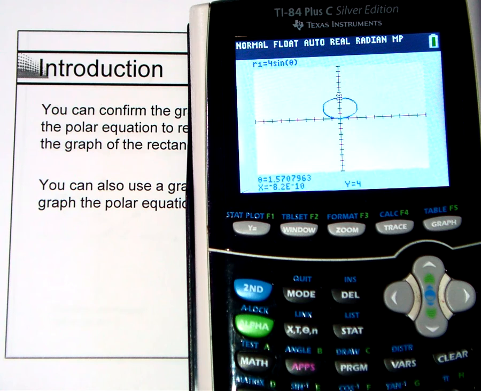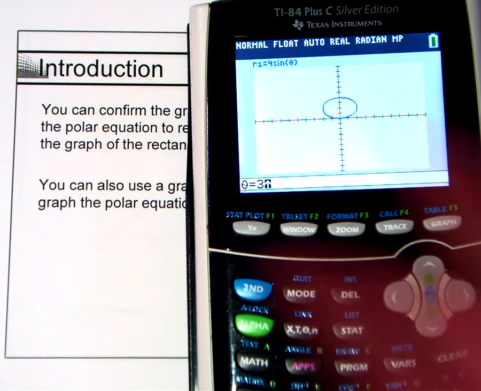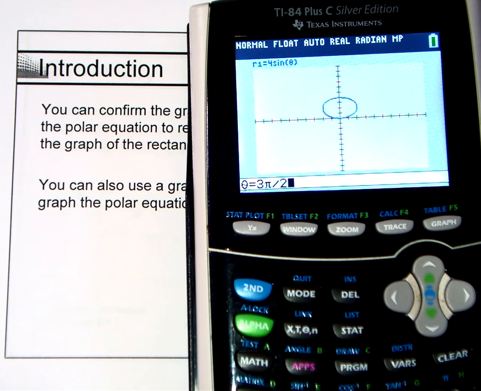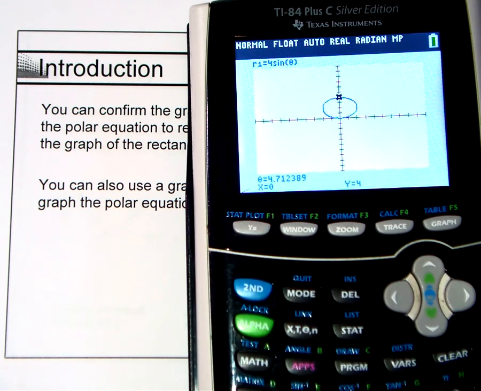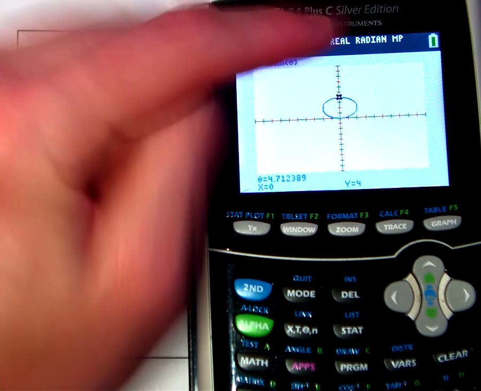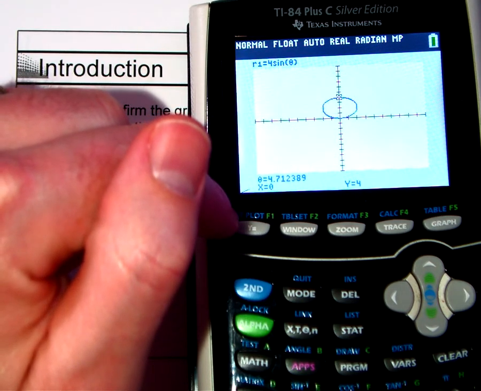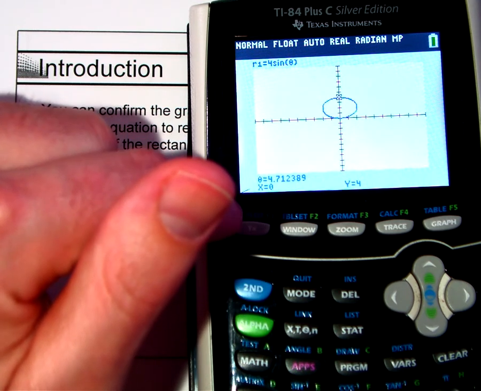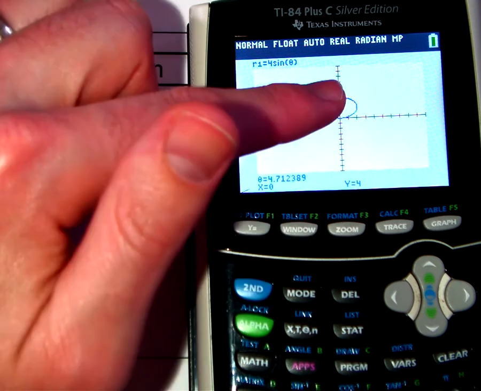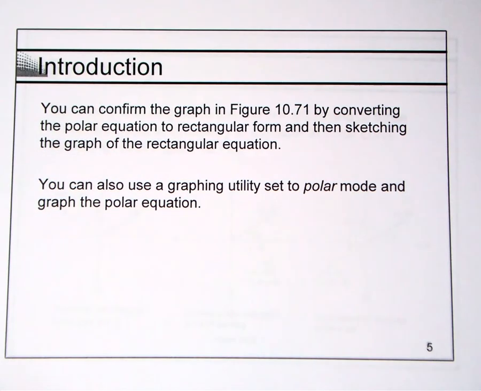Let's see what one of the negative ones looks like. What about 3 pi over 2? Trace 3 pi divided by 2. So I typed in 3 pi over 2, which would have been down here, but instead of telling you the R value is negative 4, it went up here to positive 4. So you're still going to have to know some things.